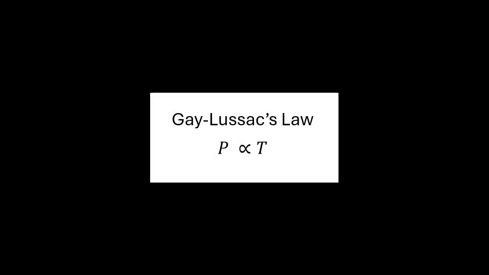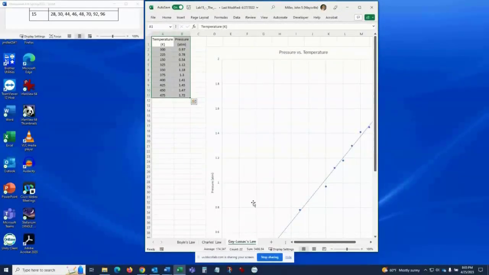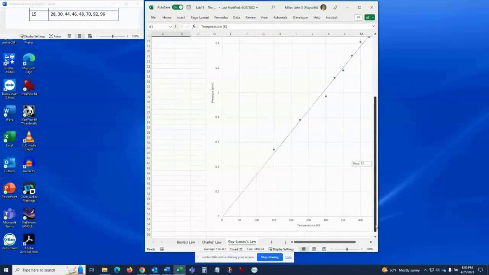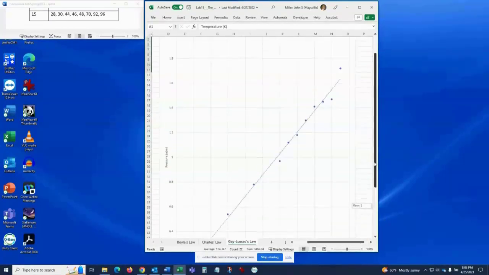Gay-Lussac's law relates pressure and temperature. Plot pressure on the y-axis and temperature on the x-axis. If it is linear, then you're done with the graph. If it isn't, manipulate the relationship so that the variable that you have on your vertical axis is isolated and the rest is on the other side of the equation. Based on that result, linearize your data and plot this new data set.